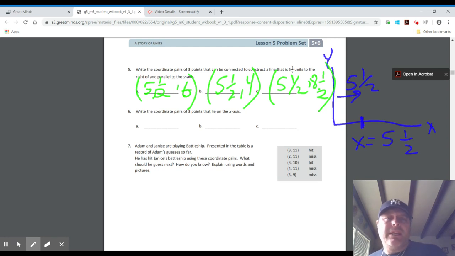Okay. So it says write the coordinate pairs of 3 points that lie on the x-axis. Okay. So we want 3.